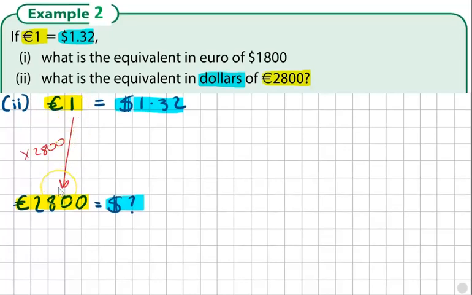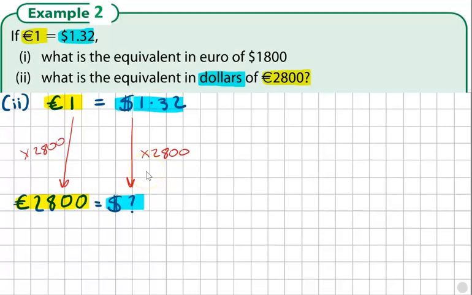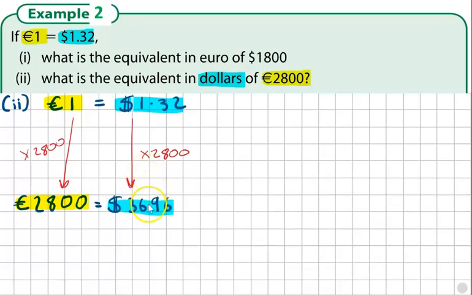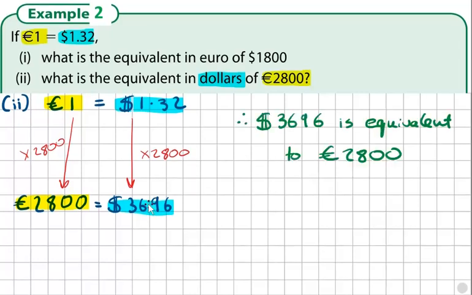So multiplying on the left by 2,800 and then multiplying on the right by 2,800 gives us $3,696. Therefore, $3,696 is equivalent to €2,800.